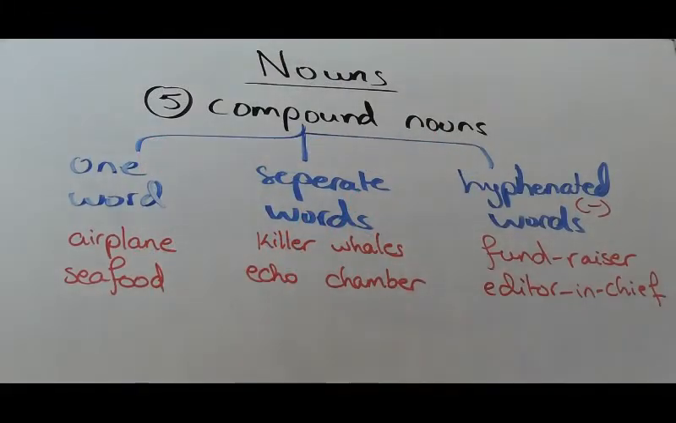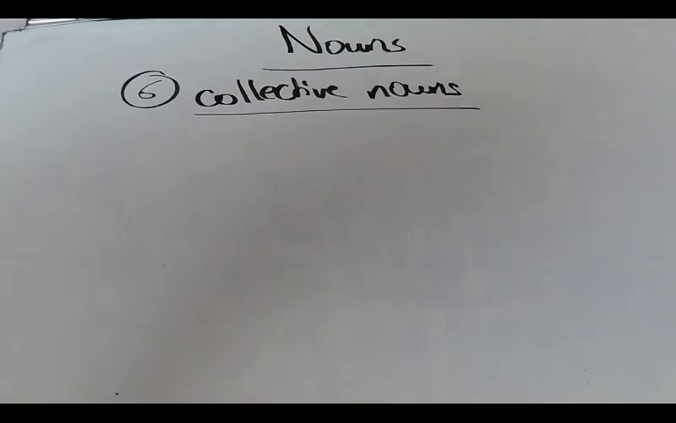So as you can observe, compound nouns come as one word, just like airplane and seafood, no hyphens, no spaces, or separate words like killer whales and echo chamber. Just like you see, there is a gap between the two words. We also have hyphenated words like fundraiser and editor in chief. We have the hyphens between the words, but they are considered as a whole. Okay, so they are words. Airplane is a word, seafood is one word, killer whales one word, echo chamber one word, fundraiser, editor in chief one word.